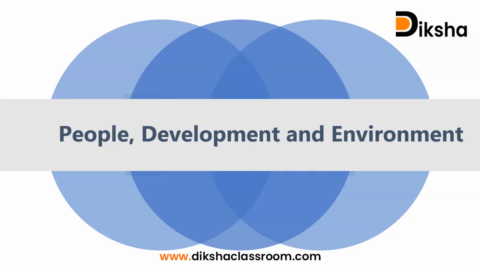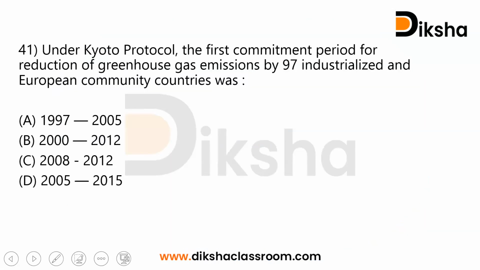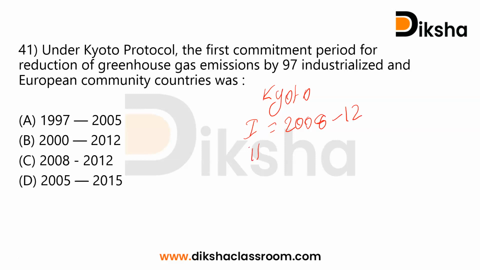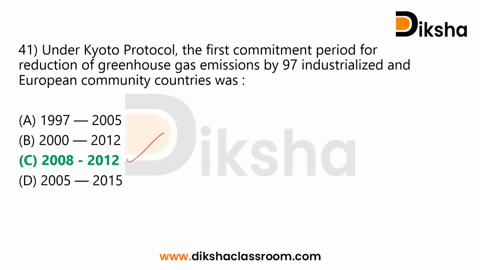Next we will be discussing questions from the environment topic. 41st question is, under the Kyoto Protocol, the first commitment period for reduction of greenhouse gas emission by 37 industrialized countries and the European community was. In the Kyoto Protocol, there are basically two commitment periods. The first commitment period is 2008 to 12 and the second commitment period is 2012 to 20. The question is regarding the first commitment period. So option C, 2008 to 12, is the correct answer.